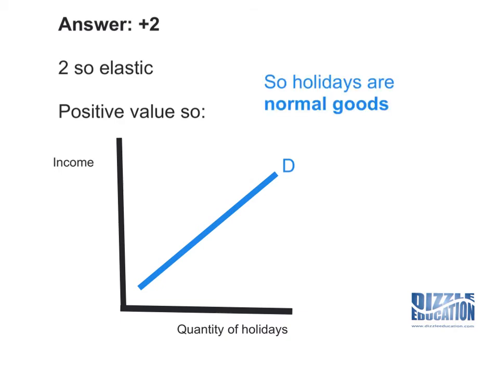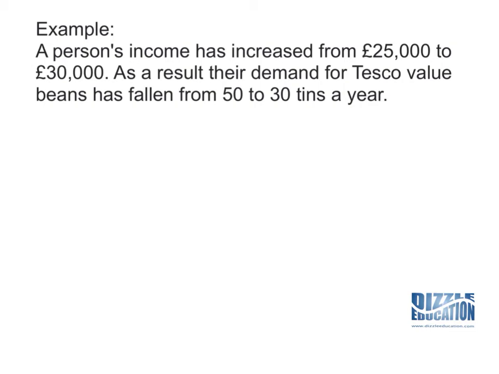Now most goods in the economy are considered to be normal goods. In most situations, the more income you have, the more you're going to spend on the majority of stuff that exists in the economy. But there are a few exceptions to that, and we're going to look at one example of that in our next calculation. So in this situation, income has increased from £25,000 to £30,000.